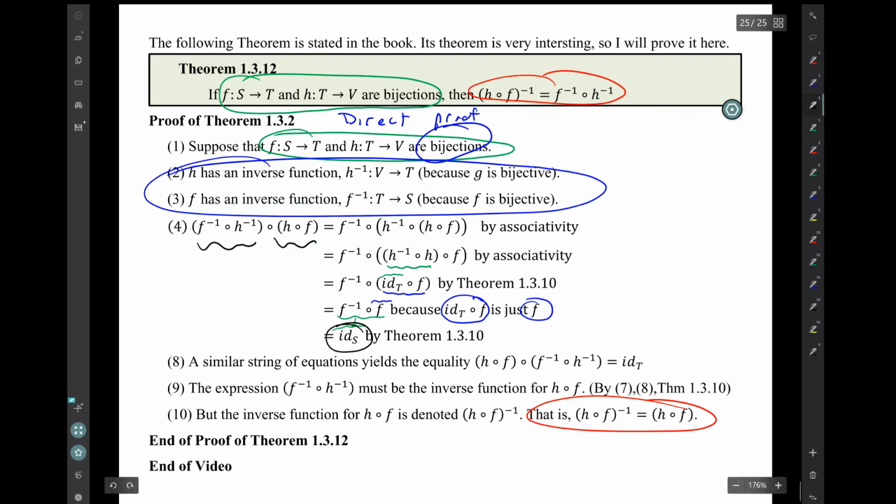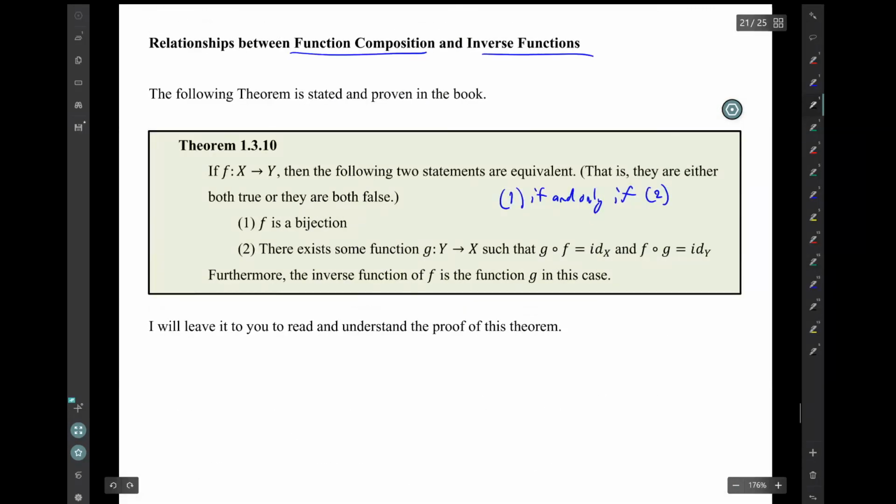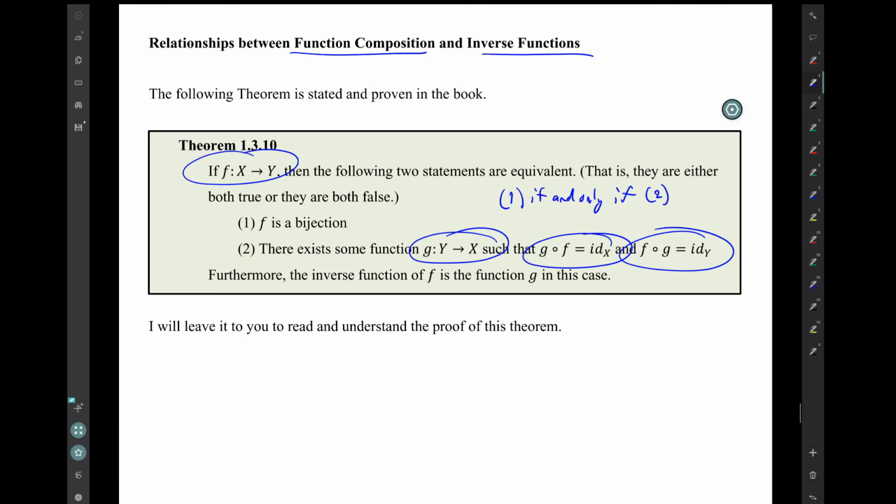We can do the same kind of computation and use the composition in the other order, and we find out that that composition equals that identity map. Now go back and look at theorem 1.3.10. Theorem 1.3.10 says that if you have a function f and there is some function g that works this way, then that tells you that f is a bijection, and furthermore, that g has to be the inverse function of f.